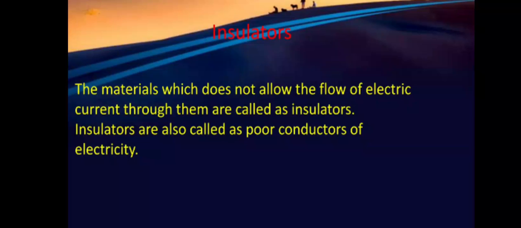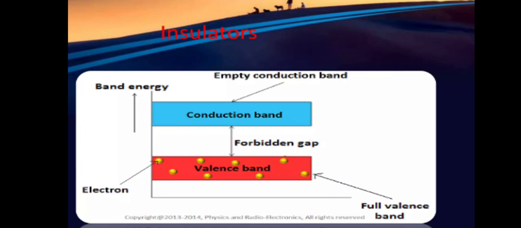Insulators, materials which do not allow the flow of electric current through them are called insulators. Insulators are also called poor conductors of electricity. Means insulators do not conduct electricity. In this PPT, band diagram of insulators is shown.